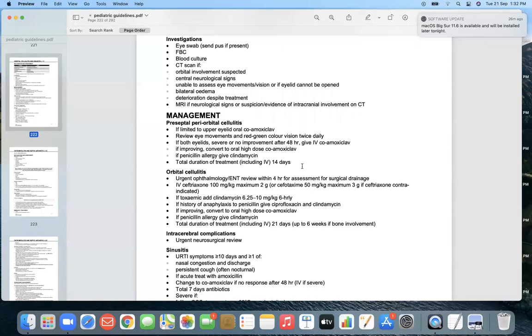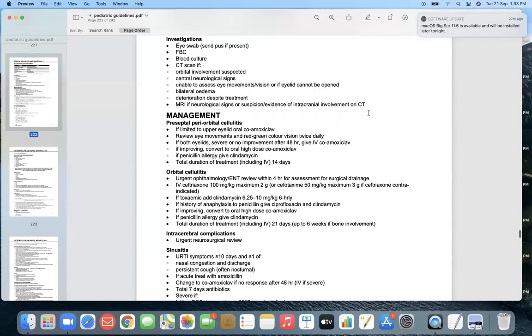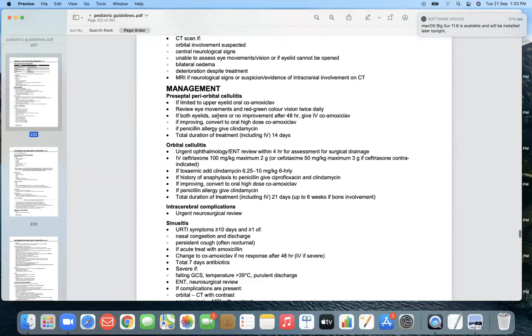So this is very important. How do you review for this? Eye movements and the color vision, red color vision, twice daily. Because, as we read upwards, the differentiation is lost early. That is the color vision. So you will be assessing color vision and the eye movements twice daily. If both eyelids are severely affected or no improvement after 48 hours, give IV co-amoxiclav, okay?